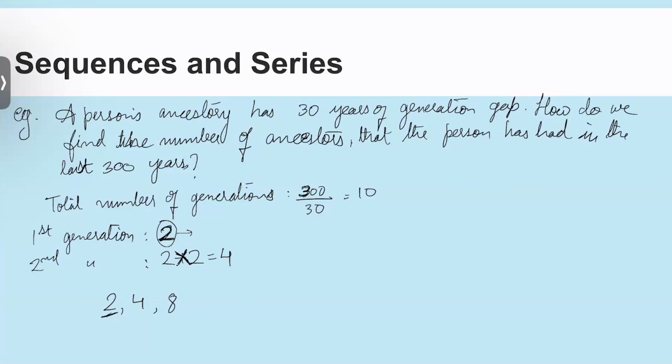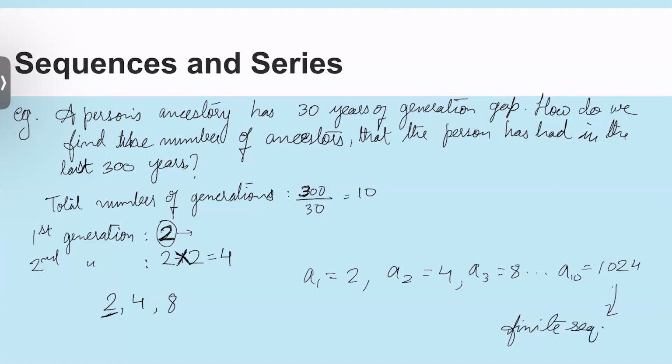Okay. So this is a type of sequence that you can form. Over here, you can see that your A1 is 2, A2 is 4, A3 is 8. And all the way up to your A10, if you keep multiplying 2 up to the ninth term, the 10th term that you will get, if you follow the pattern, is 1024. Okay, now this is actually an example of a finite sequence.